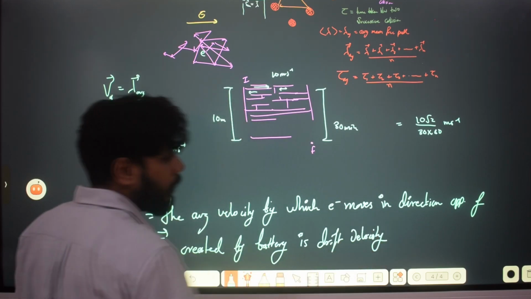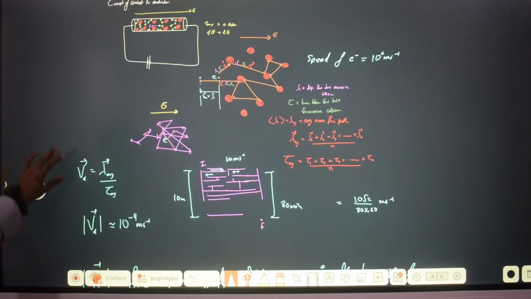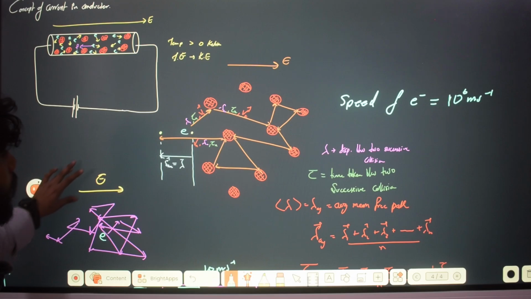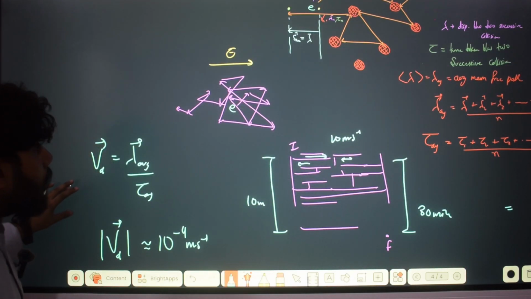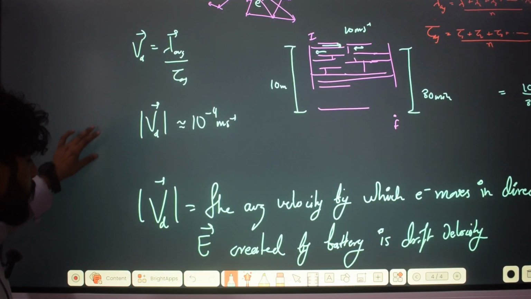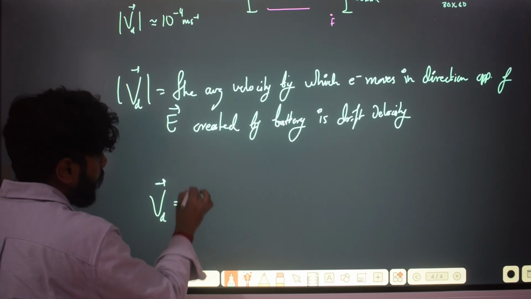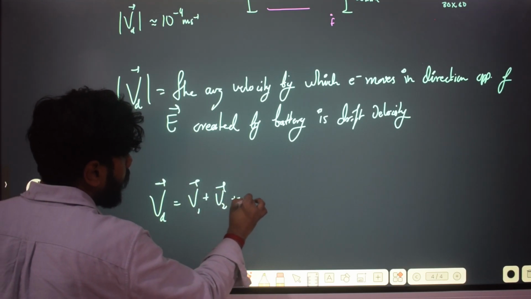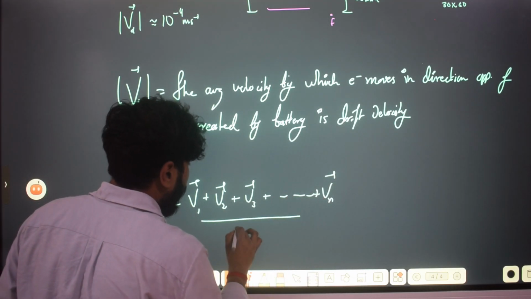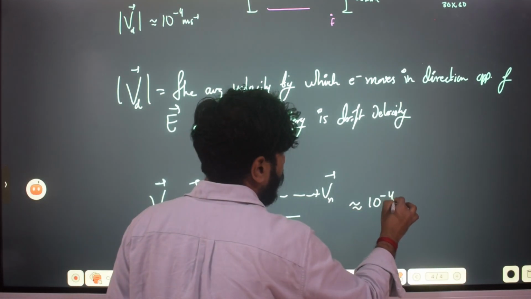Got it? So this is our drift velocity. Got it? So all of you understood? Now if you see the picture and from the definition, you will realize drift velocity is just average velocity, and average velocity you can also calculate like this: v1 velocity plus v2 velocity plus v3 and so on, overall divided by the number, and this will be approximately 10 raised to minus 4 meter per second.